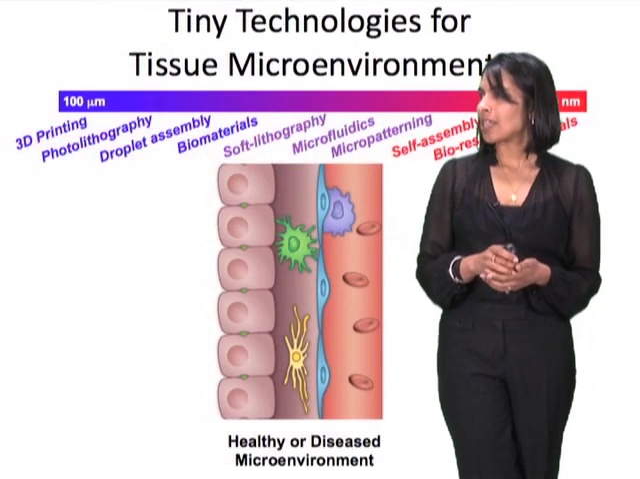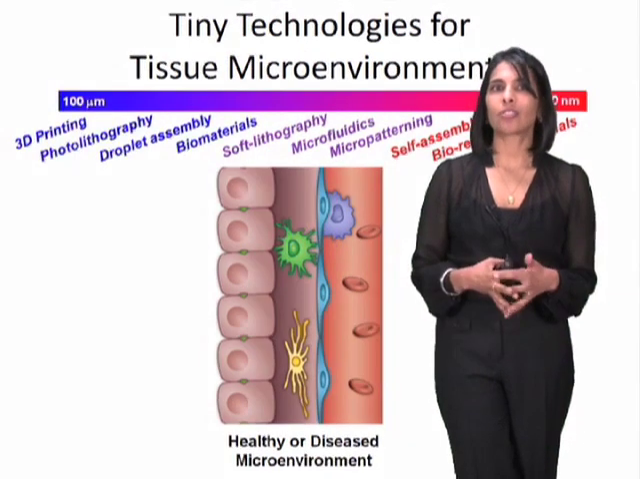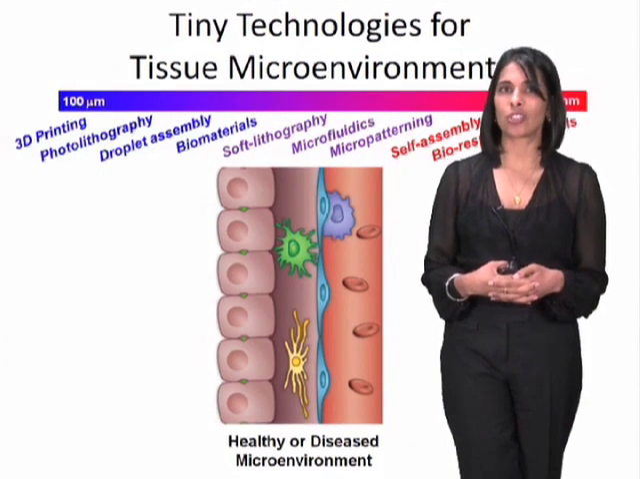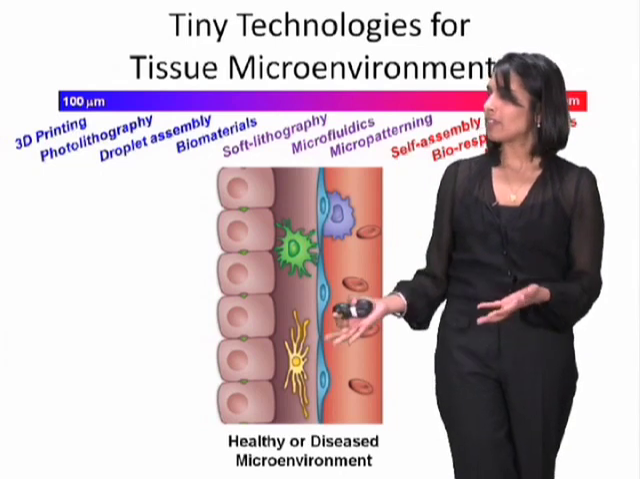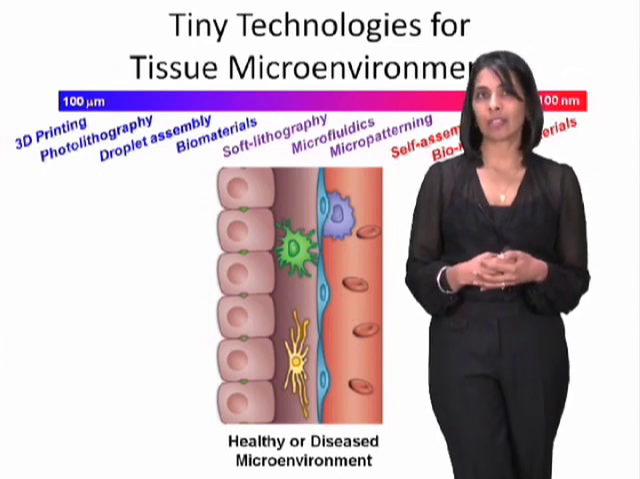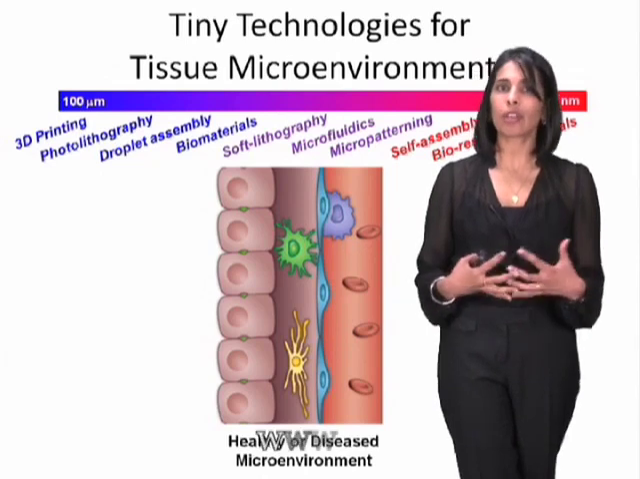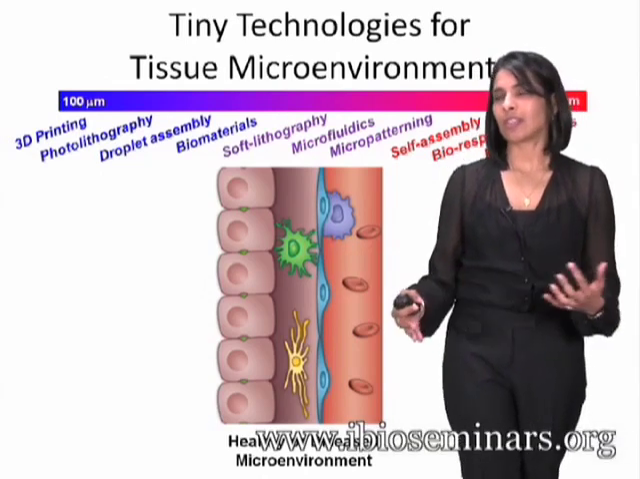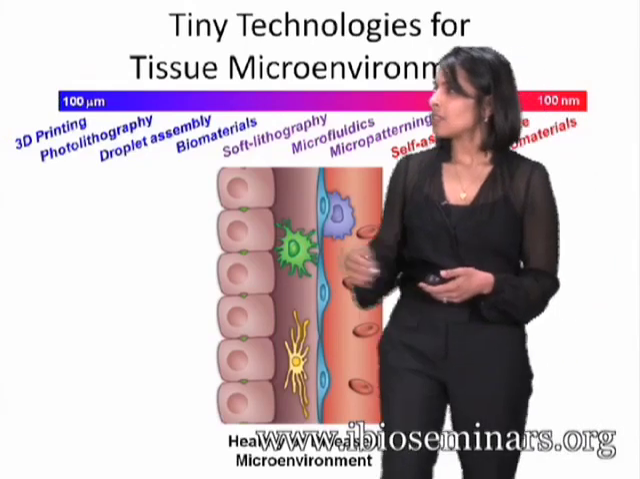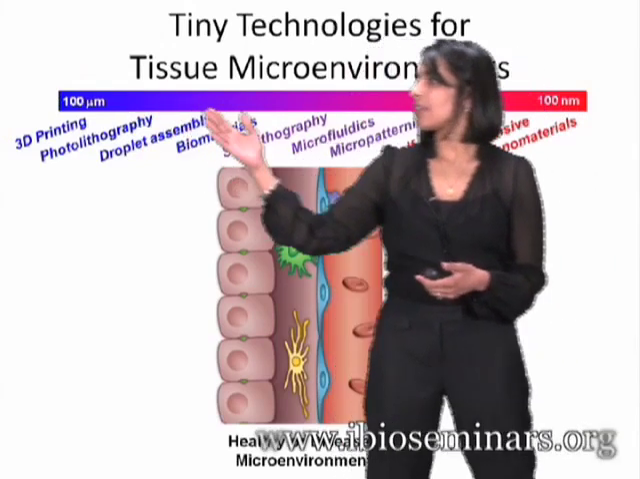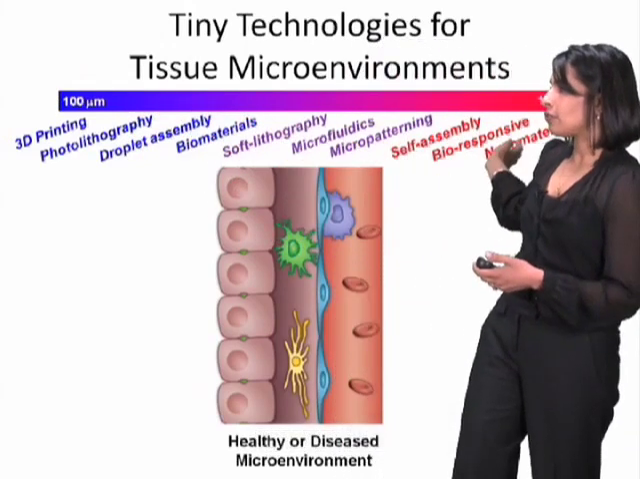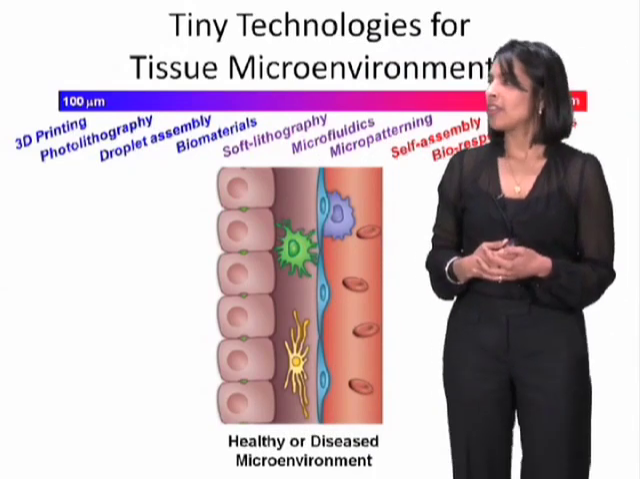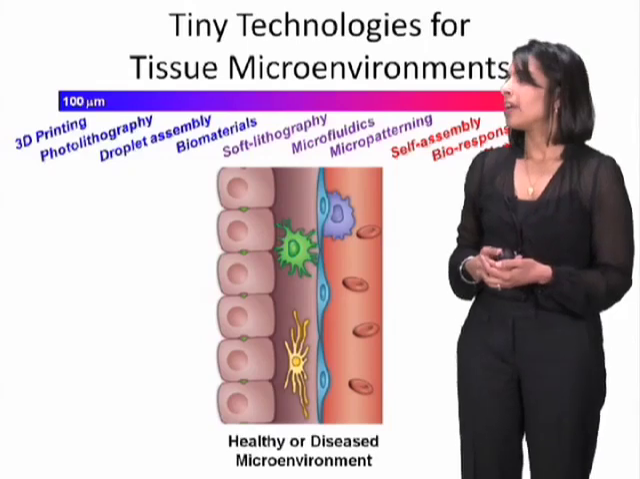So just to summarize, I think that the tiny technologies are very powerful for the study of tissue engineering and tissue microenvironments. And I've given you the example of the liver, but I think this is broadly true because the microarchitecture of all tissues actually have repeating units on these same length scales. So here are just a list of technologies that are emerging in the bioengineering field from the 100 micron length scale all the way down to the 100 nanometer length scale that are really ripe to be borrowed in this field.